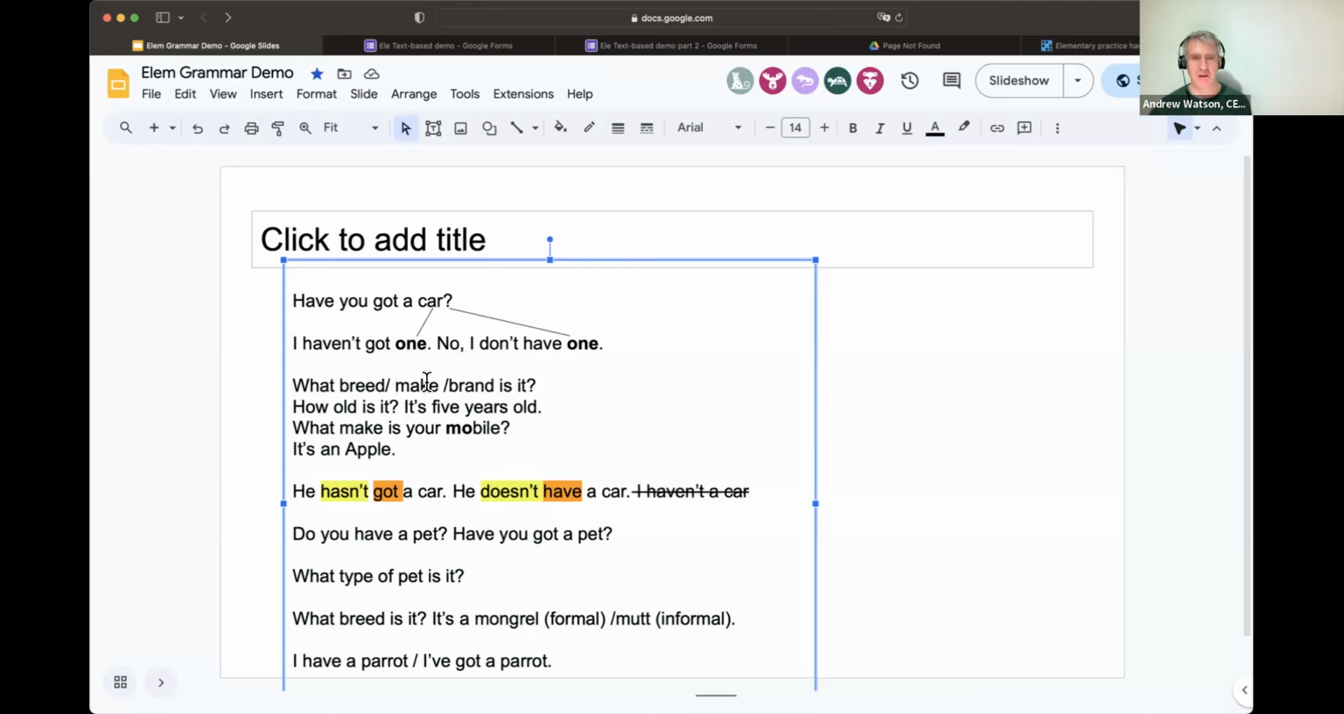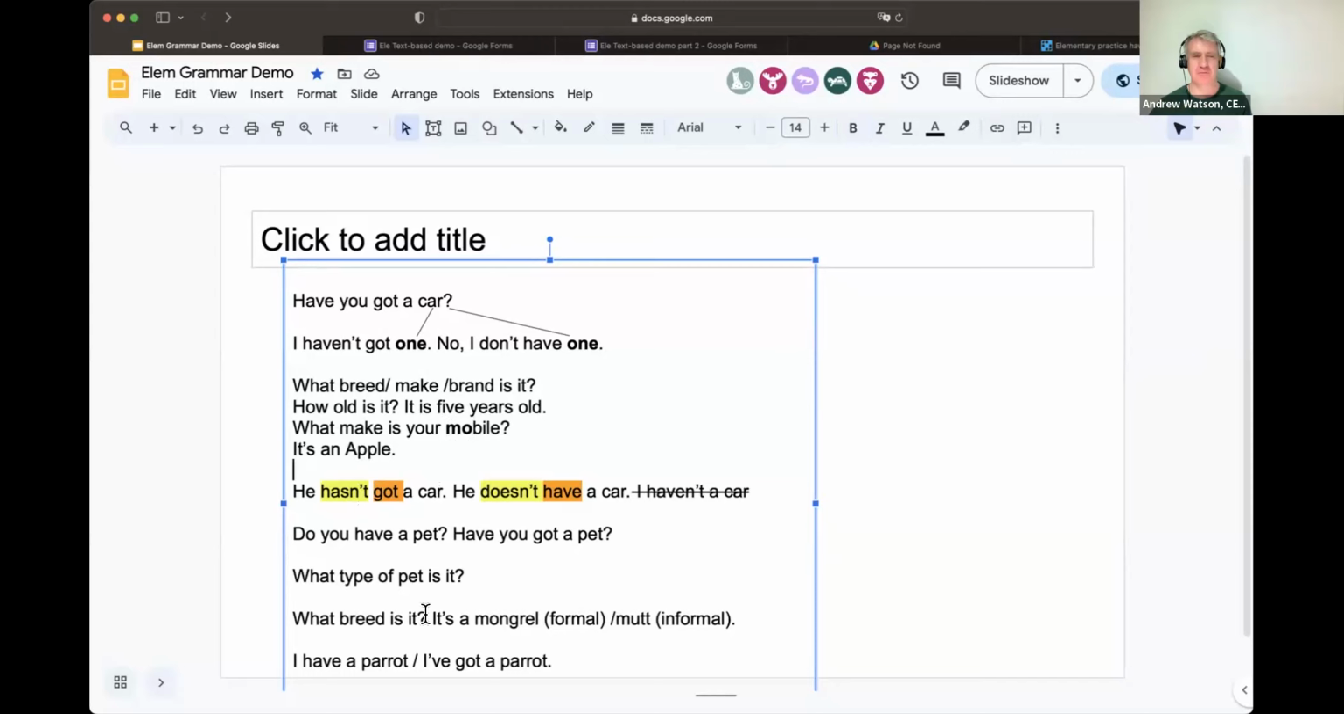So what breed, make, or brand? Brand is another way of saying make. So what brand of mobile phone? It's Apple, right? Notice how old is it? We use the verb to be. It is, not has. What make is your mobile? Notice the pronunciation of mobile. You've got to say O with your O. Mobile. Repeat. Mobile. Mobile.